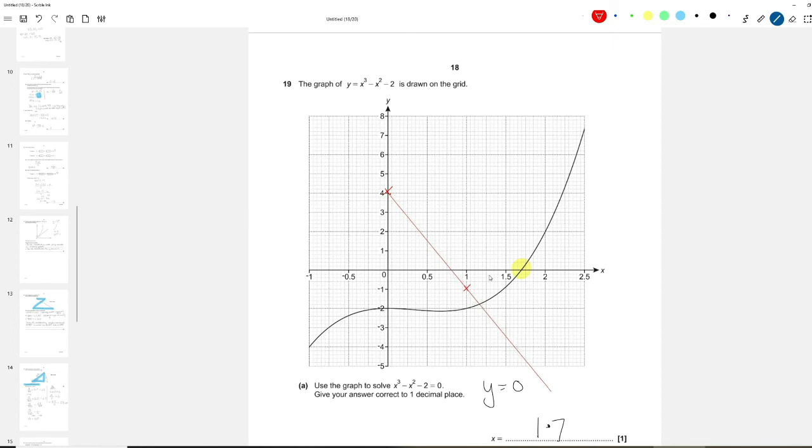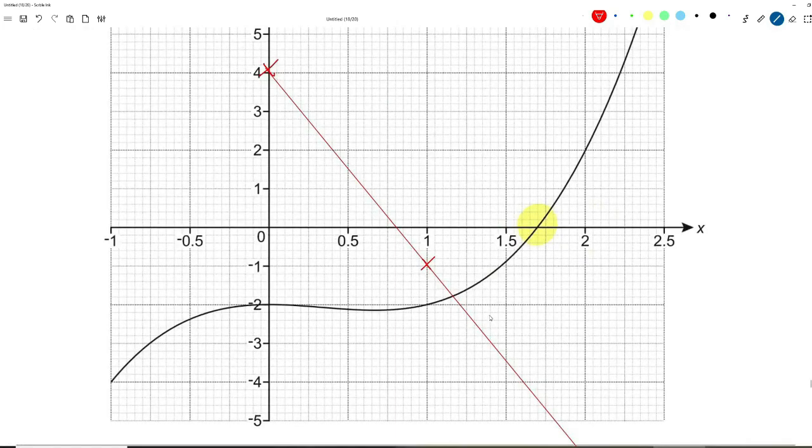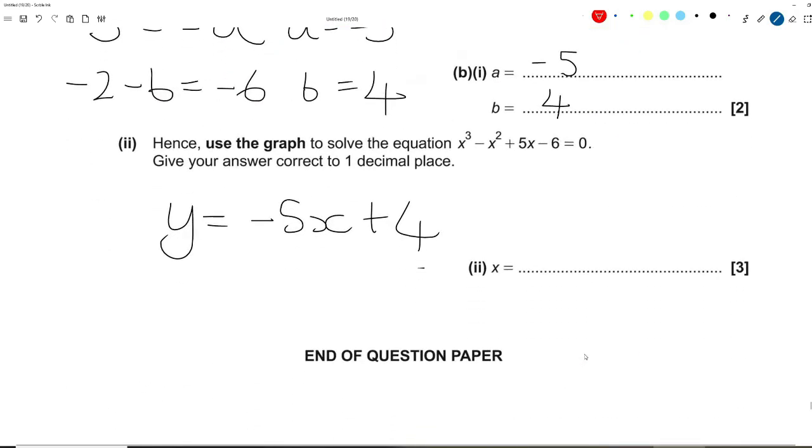Okay, so I've done that. Now I'm going to look at where they intersect. So here is where they intersect. If I zoom in a little bit more, I would know that it's about 1.15. So I would say 1.15 would be my answer. But obviously it says correct to 1 decimal place, so I would put 1.2.